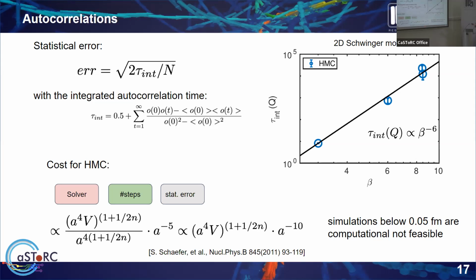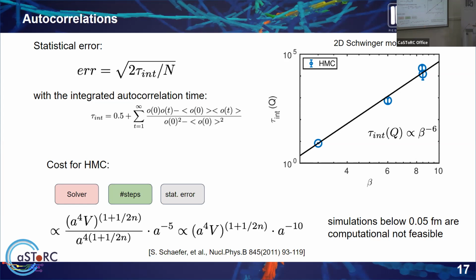The error, in our experience, is usually proportional to the integrated autocorrelation time over the number of configurations. So if this autocorrelation time behaves badly, then we need a lot of steps to generate the ensemble size we need to have a reasonably small error. And actually this happens in lattice QCD if you go to the continuum limit.